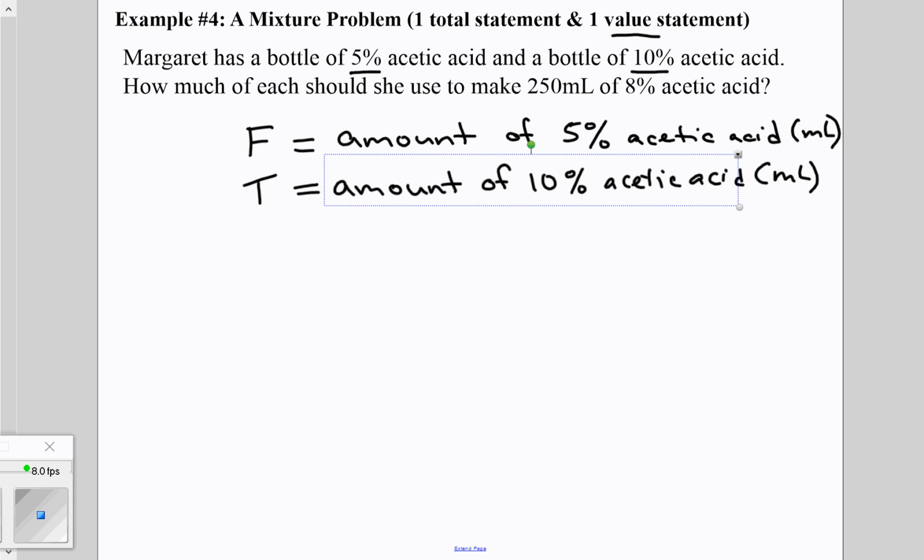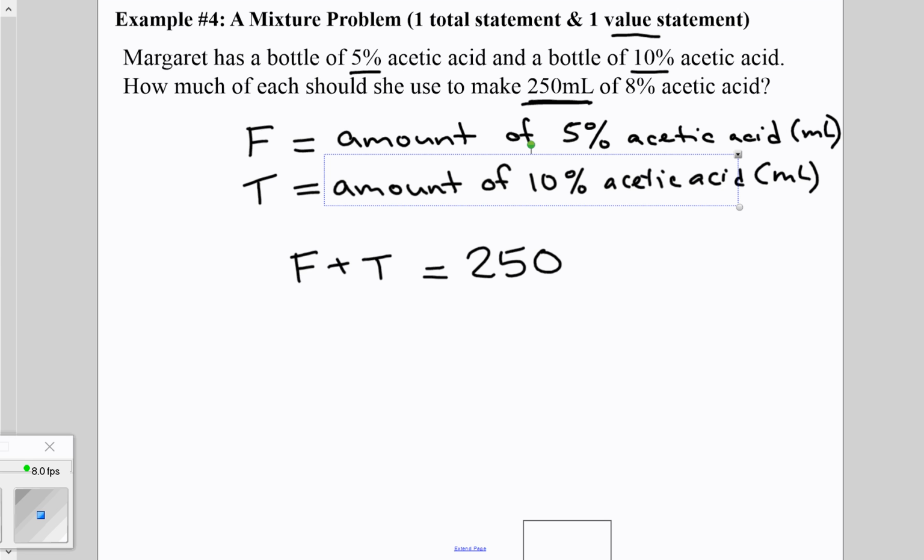Okay, so what we know is that if you just take the amount of acid, so F plus T, that's going to be the total amount of liquid in our new container, because we're going to create a new mixture, which is 250 milliliters. So it could be 100 plus 150. It could be equal amounts at 125 and 125. We don't know. So that's our first statement, that the amount of 5% plus the amount of 10% equals 250.